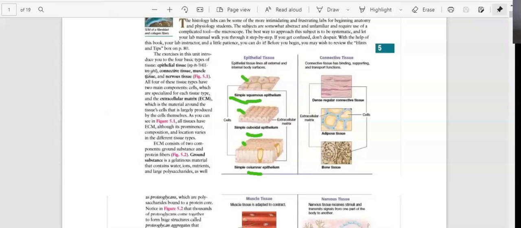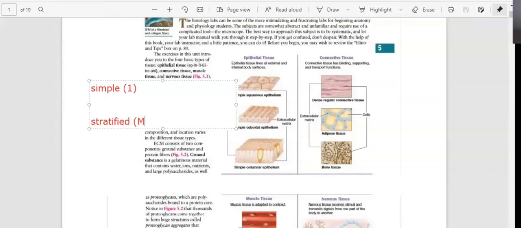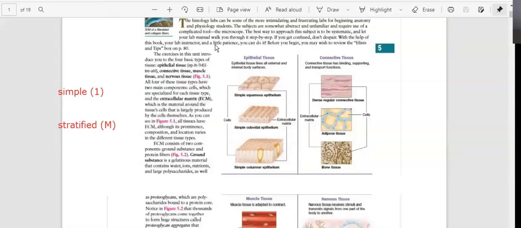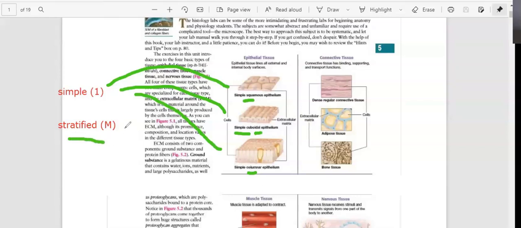In addition to simple, we're going to have a group of layers, which is called stratified. So let me help you out with that. With respect to the epithelial tissue, we have simple when it's one layer, or stratified when we have multiple layers. So the examples you have in your book are simple squamous, simple cuboidal, and simple columnar. But remember, we can have multiple layers. In that case, it's going to be stratified squamous, stratified cuboidal, and stratified columnar.